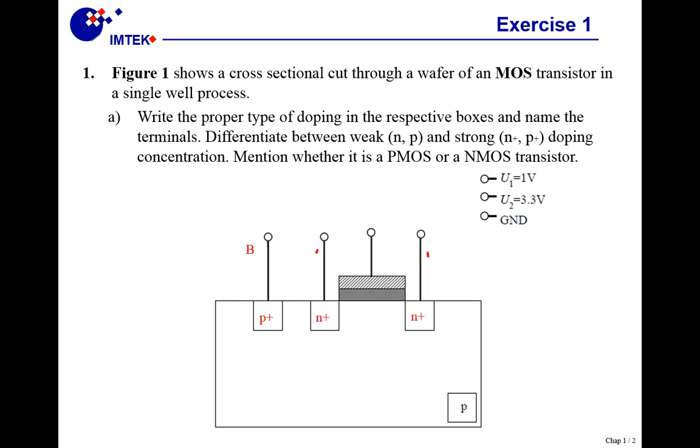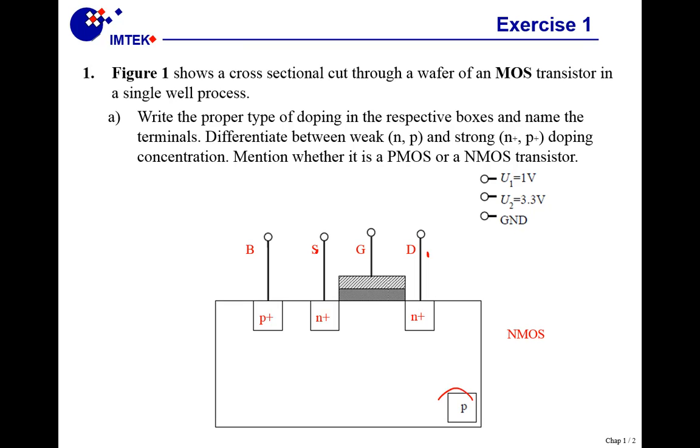Actually it can be either way, but just as an example, I defined the first one as a source. Then it's very straightforward where the gate is, so I also name the middle terminal the gate. And the last one, of course, is our drain. We now know that it's an NMOS transistor, and it's very easy to identify when it is an NMOS and when it is a PMOS if you see a sectional cut through a wafer.